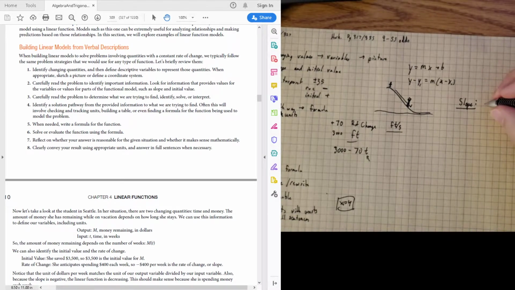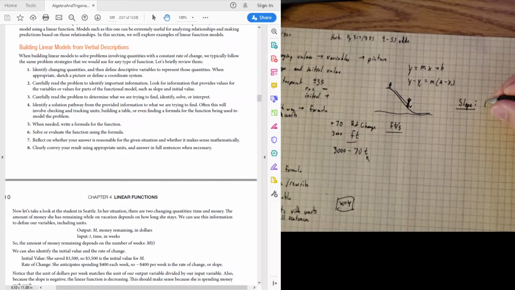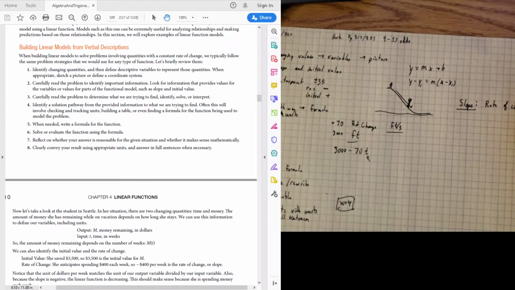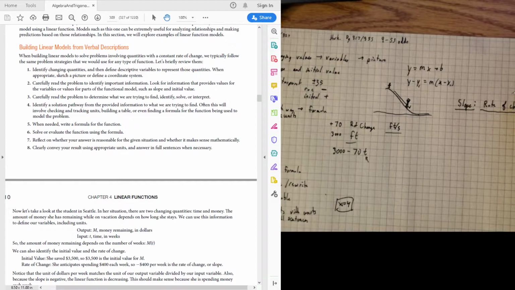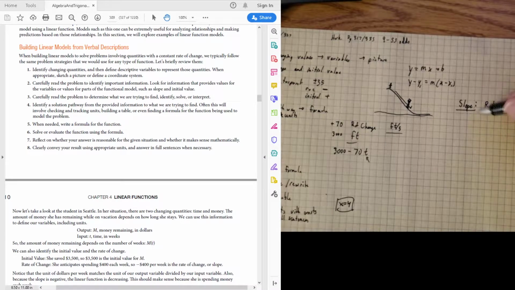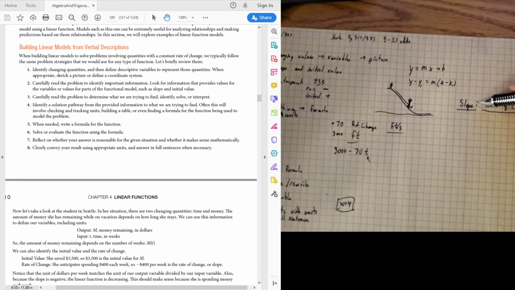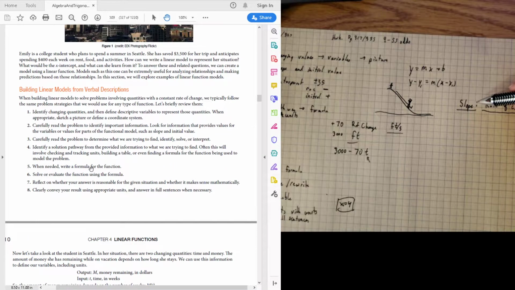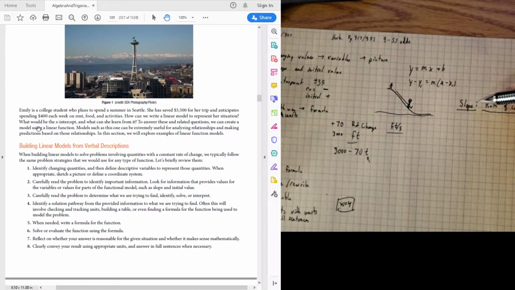Now, in a given problem, slope is defined as the rate of change. It's how much something is changing over time. And in the context of a problem, what you want to look for is how does the word change indicate slope. So let's take a look at an example here that is given in the textbook. Right here at the top.